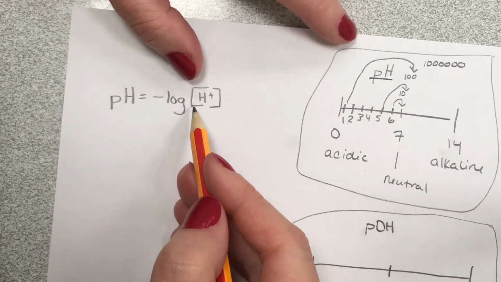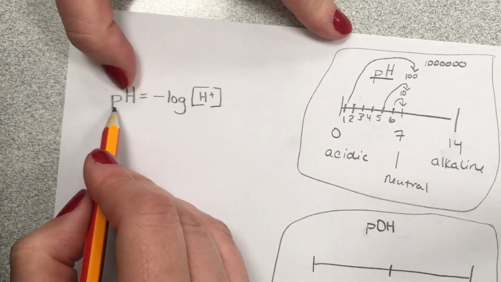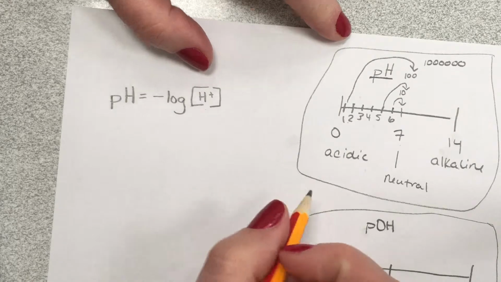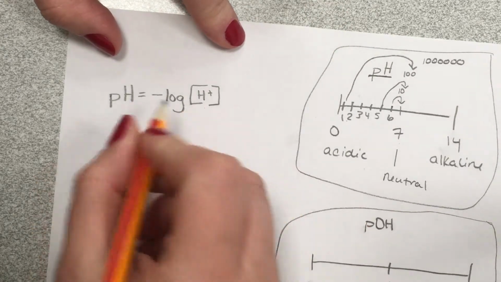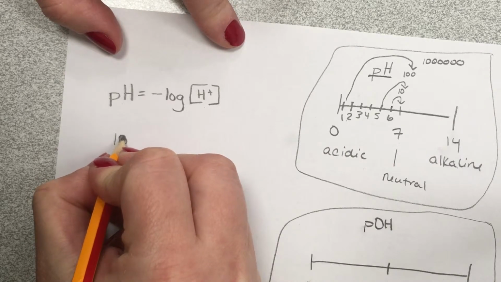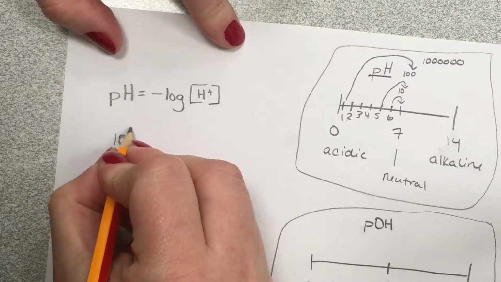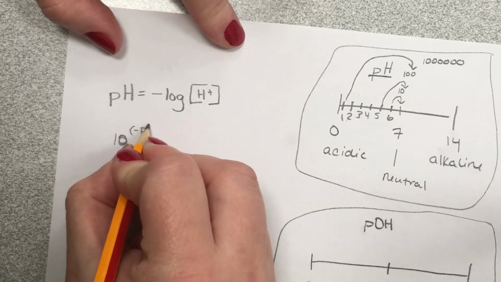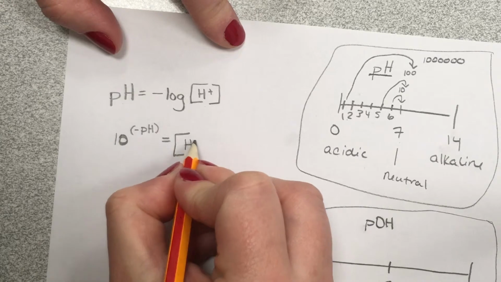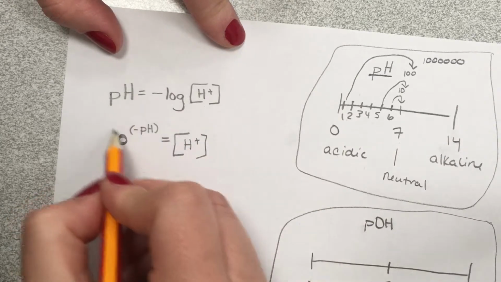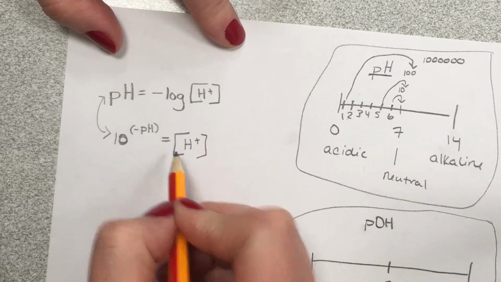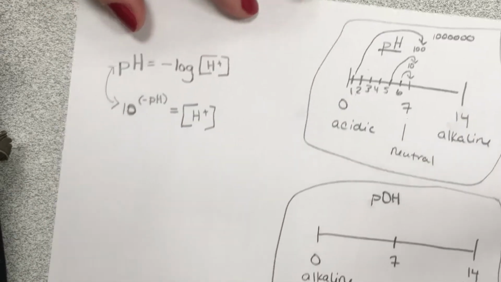Let's say we have the pH, but not the concentration of hydrogen ions. We need to get this on the other side and have it by itself. Manipulating this problem would give you 10, and don't forget the negative, to the power of negative pH, is equal to the concentration of hydrogen ions. These problems are just getting hydrogen ions by itself, and we'll do a couple of problems like that.